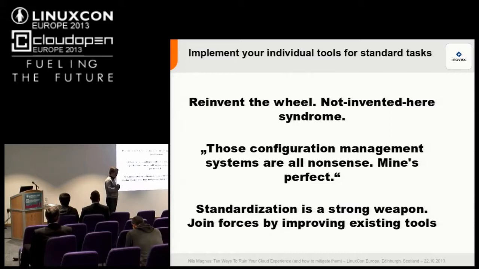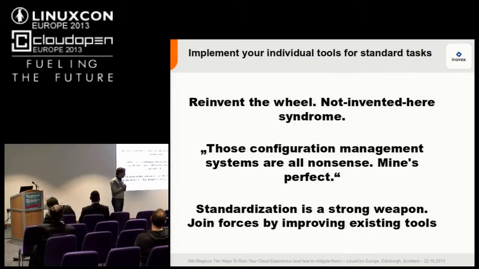If you set up a cloud infrastructure, there are a couple of components usually involved. There is the virtualization engine, there is the configuration management, there is the storage layer, there are deployment tools, and so on and so on.